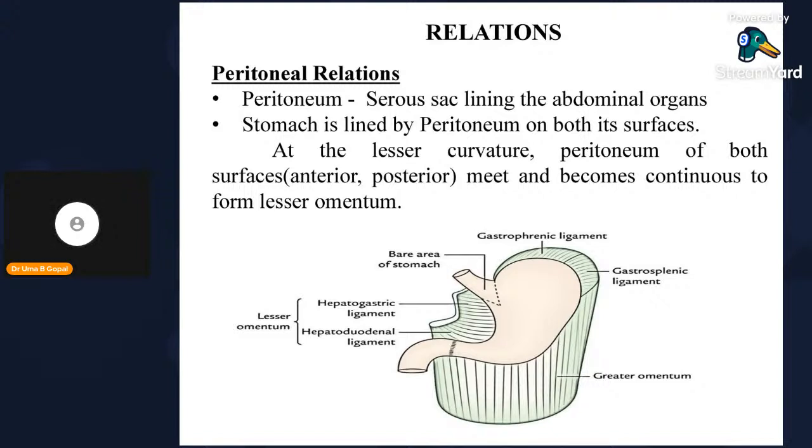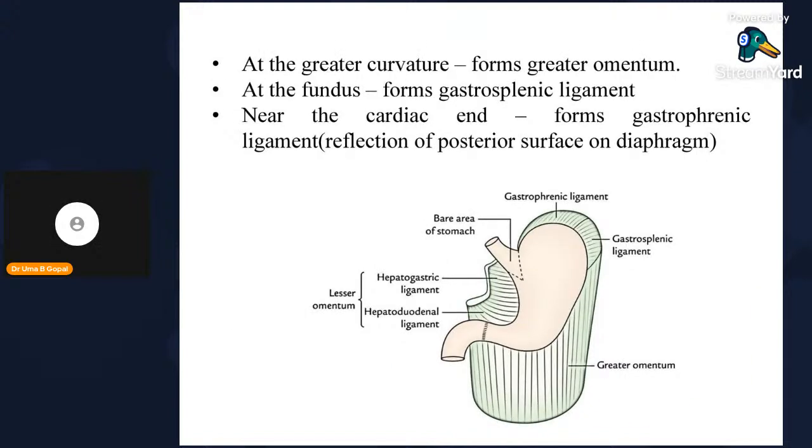You can see here, this is the lesser omentum, the inverted L-shaped double-layered peritoneum, as it suspends and passes along the lesser curvature. Here it is the greater omentum. It is called the policeman of the abdomen. At the greater curvature it forms the greater omentum.